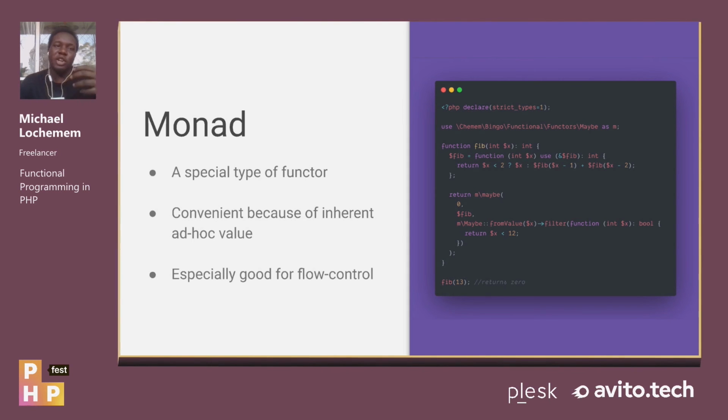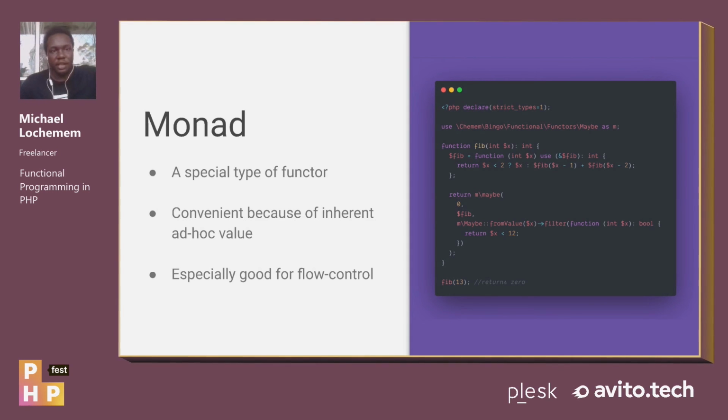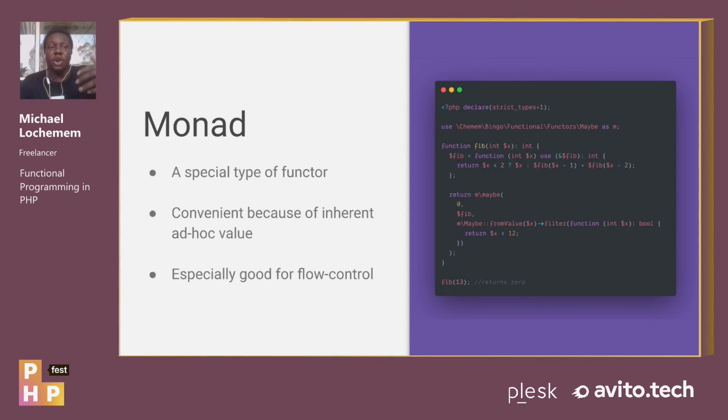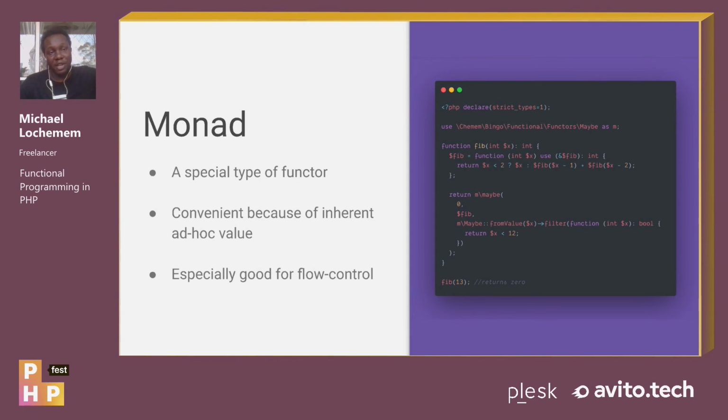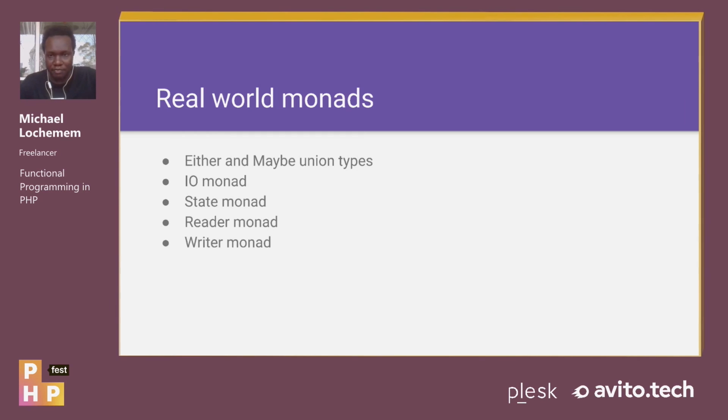What about a monad? A monad is a more succinct functor, right? It provides more ad hoc value, as we will see later. You have monads for handling input-output, for state, for handling global configuration. These are also good for flow control because they're inherently functors. So they have, in addition to operations that are specific to them, the map operation, which just makes composing stuff a lot easier, right? And forward function chaining.